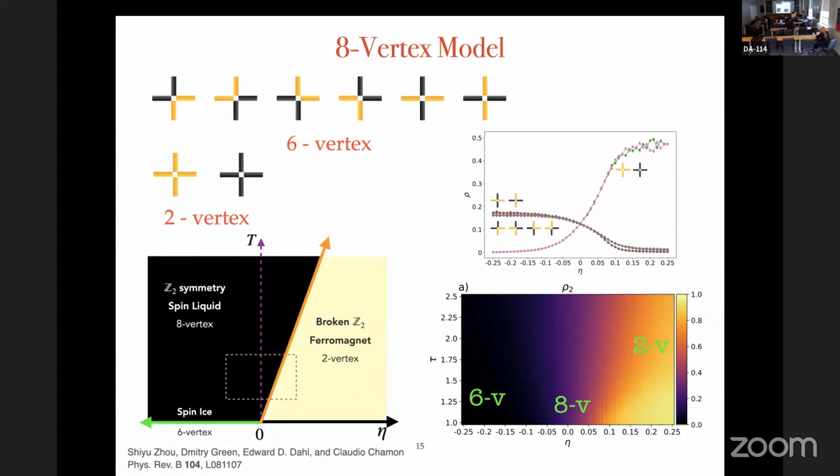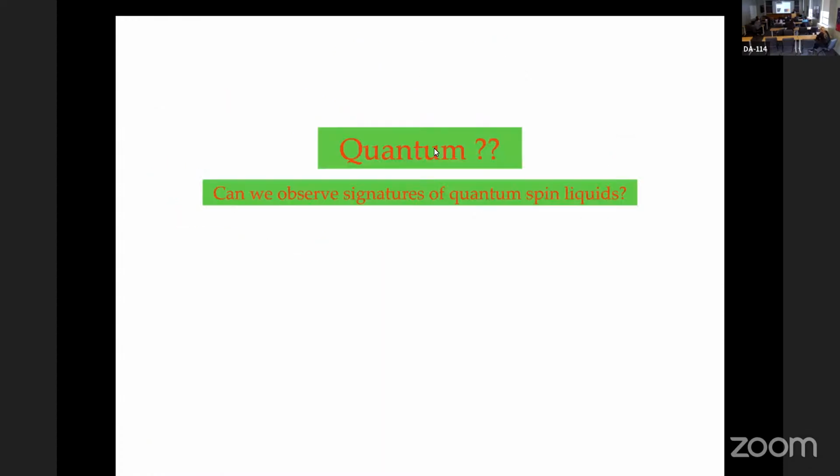That is a strong indication that we realized the classical endpoint of the quantum Z2 spin liquid. Rather than saying, well, we can just say that we realized the classical Z2 spin liquid. But exactly like I said, we have been realizing the classical version of the quantum Z2 spin liquid, but can we actually observe any signatures of quantum spin liquid in the quantum simulators?